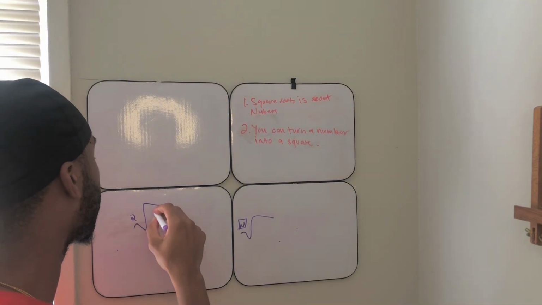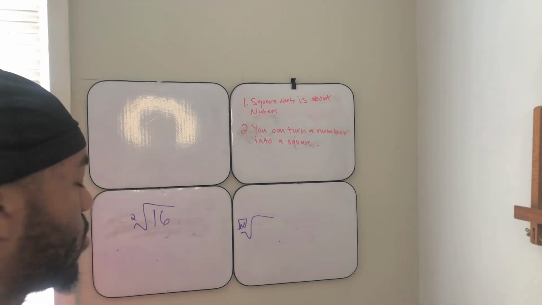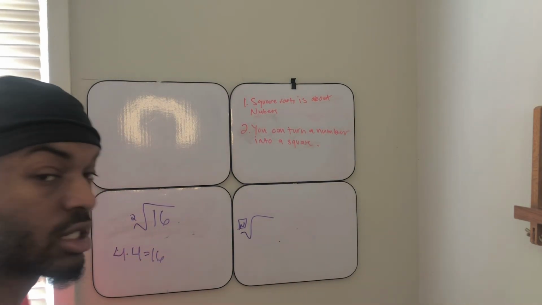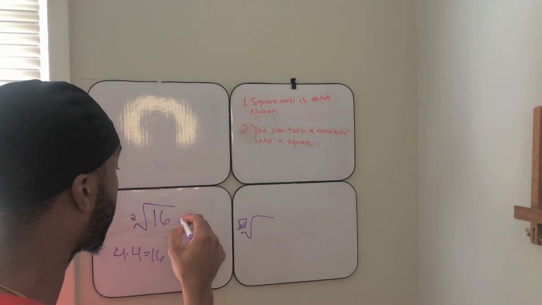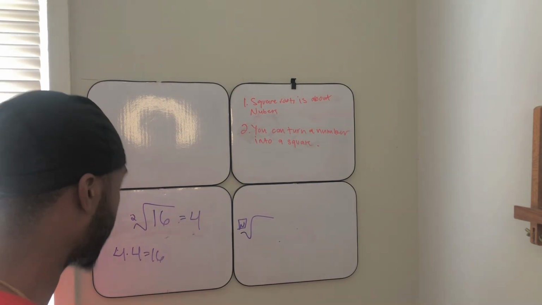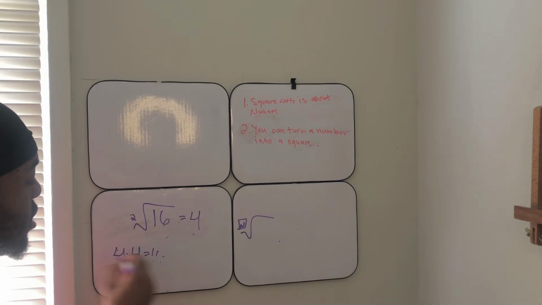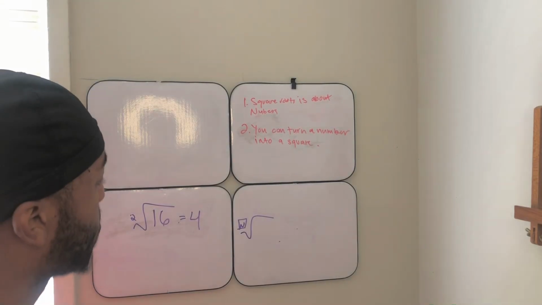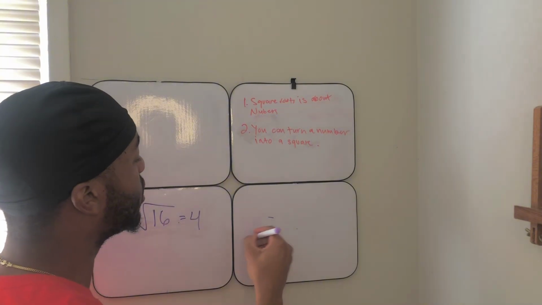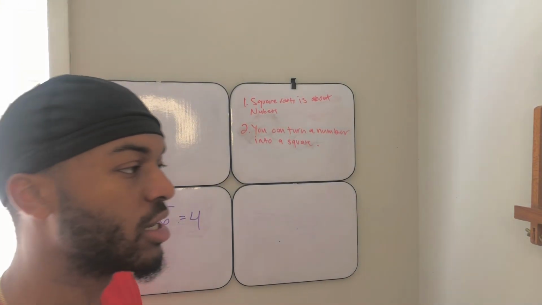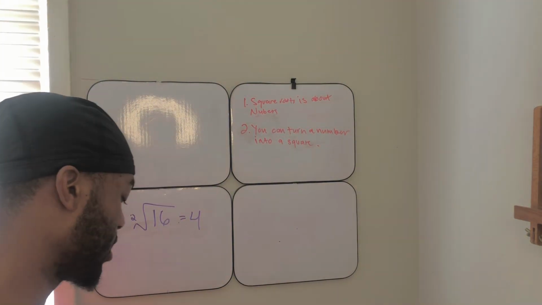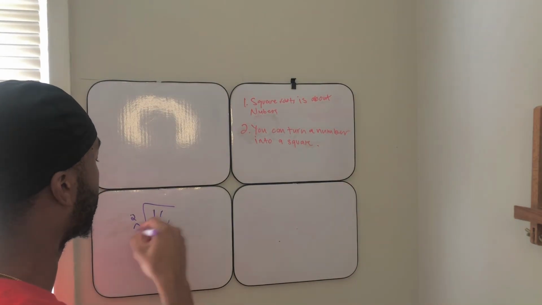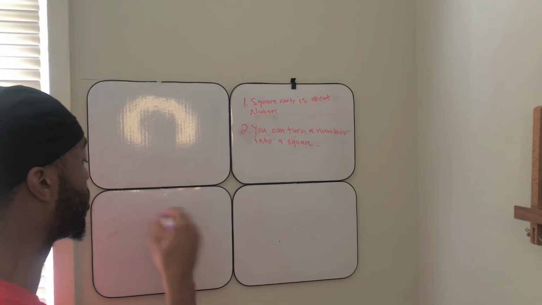Let's do something like 16. Well, 4 times 4 is 16, so the square root of 16 is 4. When you're asked to find the square root of 16, you would say that it's 4. And you can do this for any number all the way up to a million gazillion. The principle is the same.